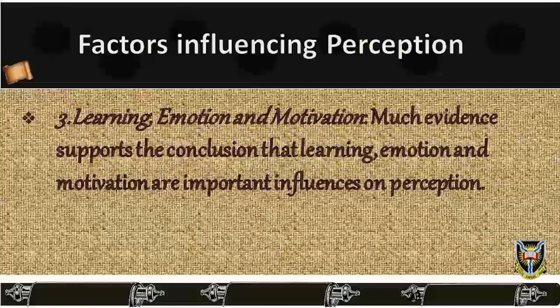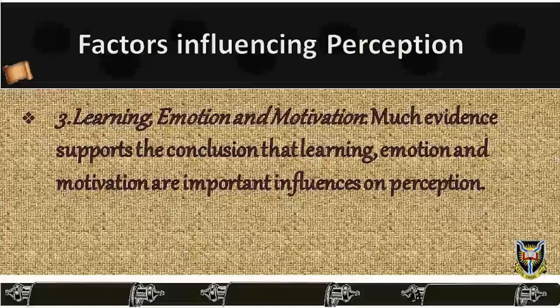3. Learning, emotion, and motivation. Much evidence supports the conclusion that learning, emotion, and motivation are important influences on perception. Part of this evidence comes from experiments that compare how people in different cultures perceive things. The perception of form, color, pain, touch, and other experiences may differ from culture to culture depending on habits, customs, and training of children.